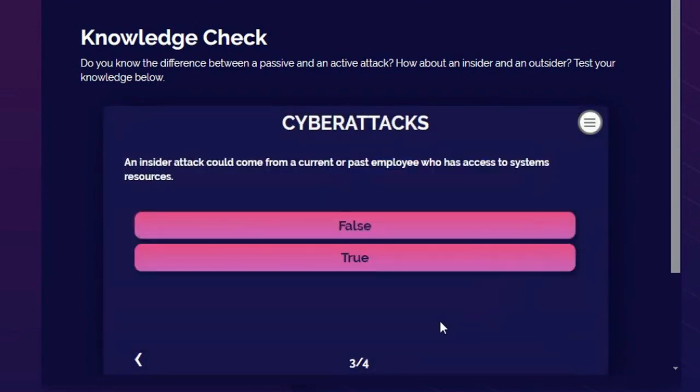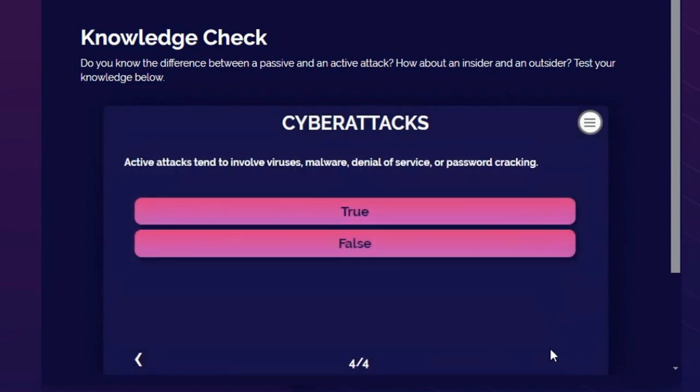Number 3. An insider attack could come from a current or past employee who has access to system resources. Yeah, it's an insider, right? It could be someone in your own network that is getting there and causing problems. True.